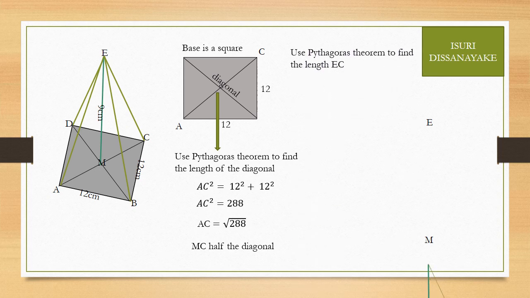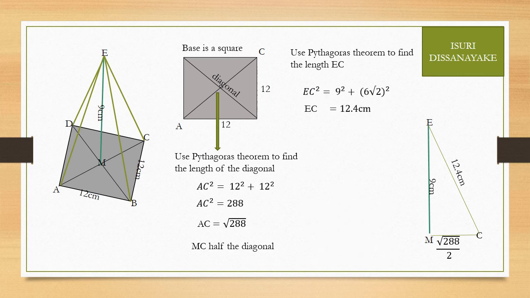EM is the perpendicular height. MC is half the length of the diagonal. Again, using Pythagoras theorem, I can find the length of EC. That is 12.4 centimeters.